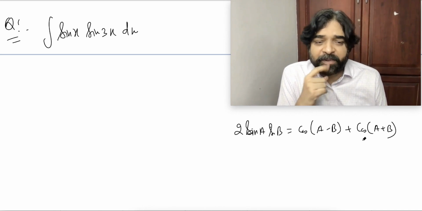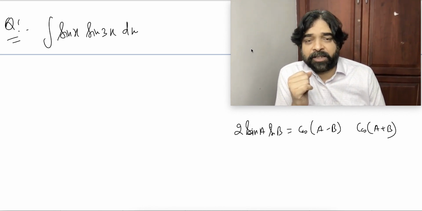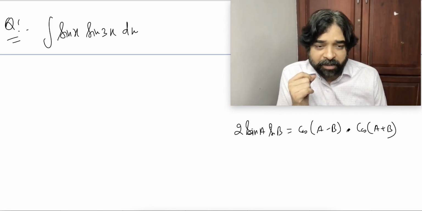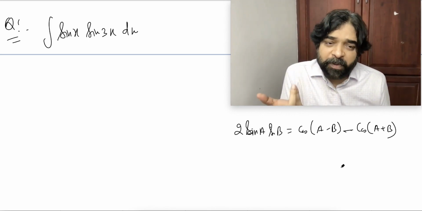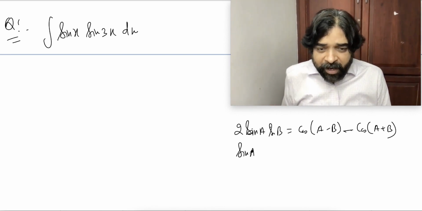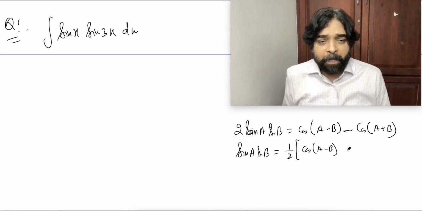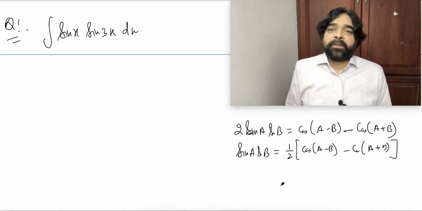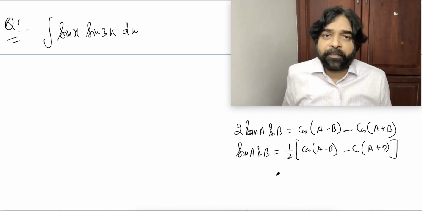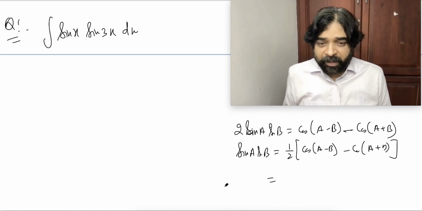So I think I made a mistake. I should write minus here. Then only cos A cos B will get cancelled. You will get 2 sin A sin B. That means sin A sin B will be equal to 1 by 2 cos A minus B minus cos A plus B. Yes or no?